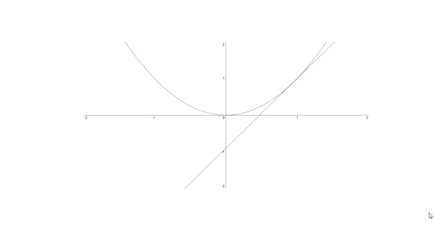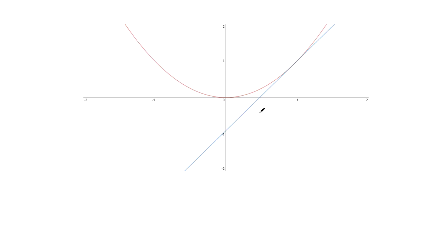Let's move it closer here. So if x equals something like 0.9, very close to 1, we get this line here. It pretty much looks like the tangent line. So that's the idea. We take a bunch of secant lines and we approach the value that we want, for instance here x equals 1, and the limit of those slopes of the secant lines is the slope of the tangent line.